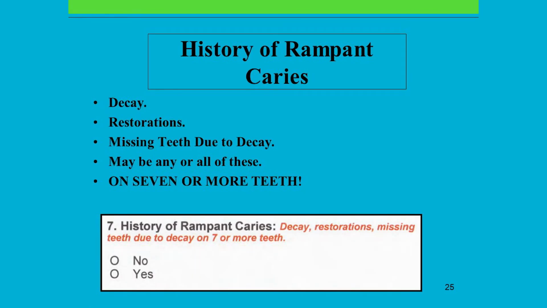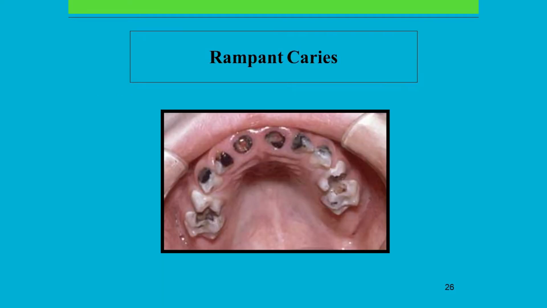The category of rampant caries is number 7 on the screening form. If you see evidence of decay, restorations, or missing teeth, which are a result of decay on 7 or more teeth, please mark yes in this category. The key here is 7 or more teeth impacted in any way by decay. Here is an example of rampant caries. This is noted by the obvious dental decay on 7 or more teeth.